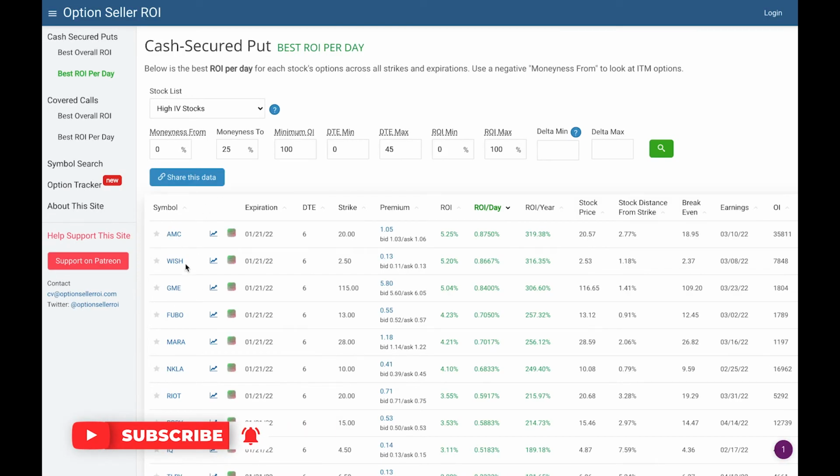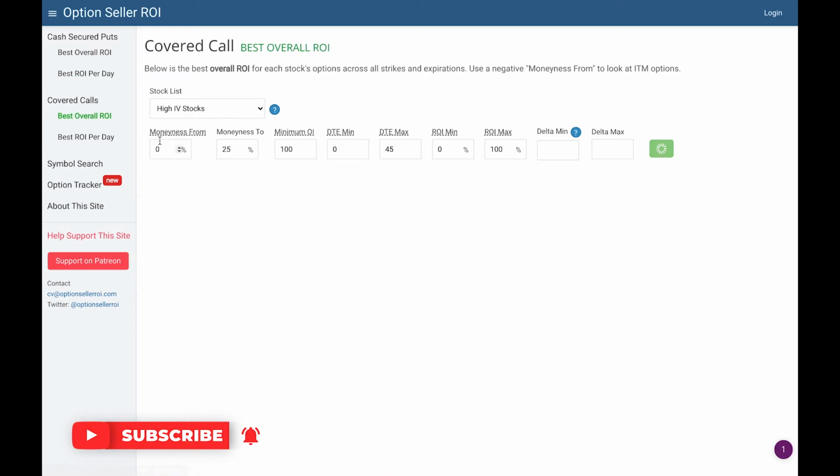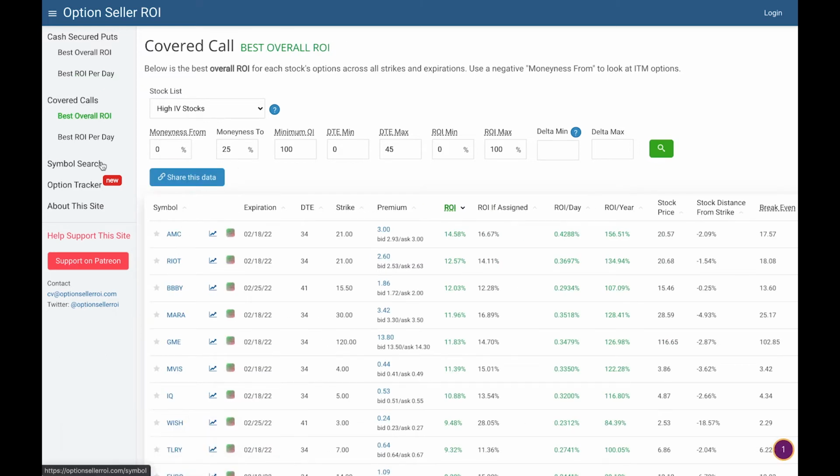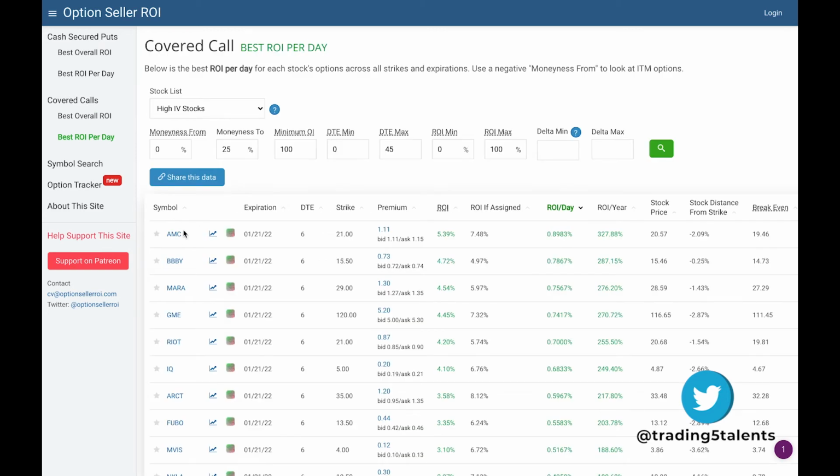So if we look at ROI per day for the cash secured put, you can see similar names, similar tickers up here. Covered calls, AMC, Riot, Bed Bath & Beyond, Mara, GME, and same thing here, AMC, Bed Bath & Beyond, Mara, GME, Riot. So very similar, whether it's the ROI or the ROI per day.